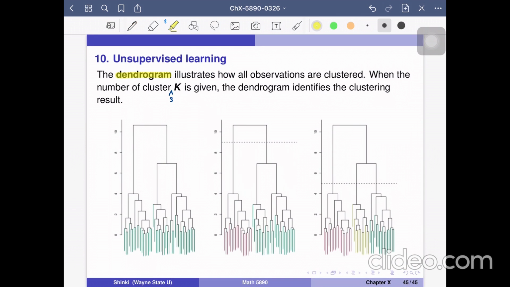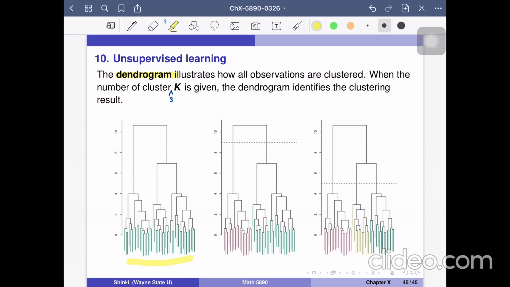The dendrogram is a useful tool to determine how to cluster observations. The dendrogram illustrates how all observations are clustered. So when the number of clusters k is given, the dendrogram identifies the clustering result. And the most trivial clustering is just using one cluster. Every observation is in the same cluster.